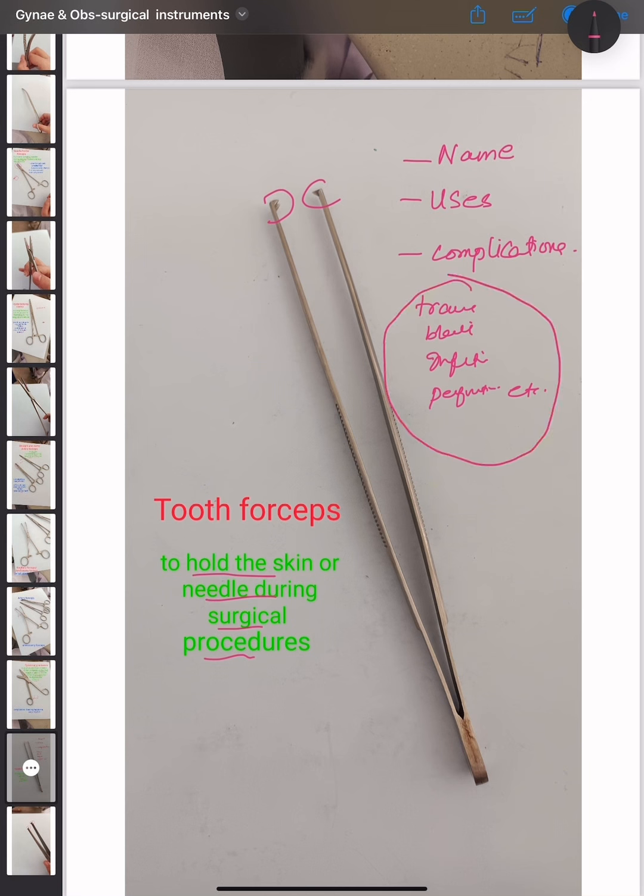And for the identification point, you should compare all the instruments with each other, and this can help you identify the instruments from each other, that is, which one is curved, which one is straight, which one is sponge holding, which one is the simple scissor, which one is the amniotomy forceps. Thus you can differentiate the instruments among each other and learn them easily. The names, uses, and complications are very important for the instruments to prepare for the gynae talks.